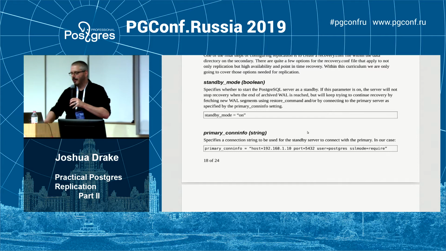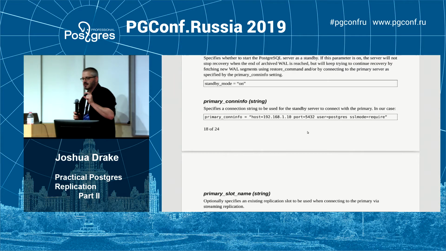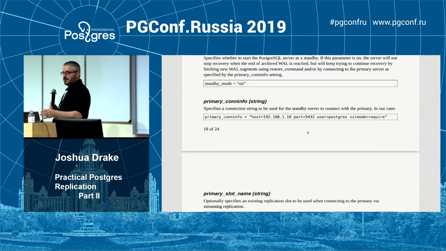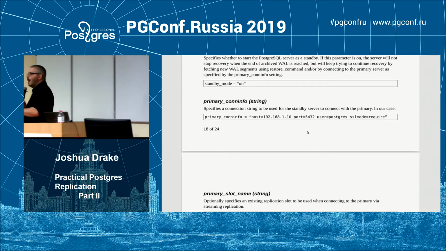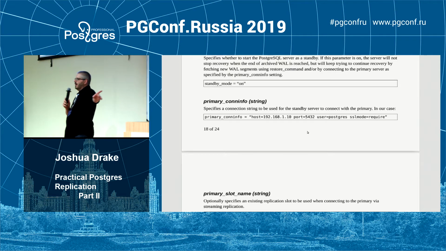The next is your primary_conninfo string. Now, I'm actually skipping over a piece here. This specifies a connection string to be used for the standby server to connect with the primary. In our case, this is what it looks like. It's primary_conninfo, host equals .10, port 5432, user is postgres, and I'm requiring SSL. Okay? The part that I'm skipping is it doesn't have to be the whole string.